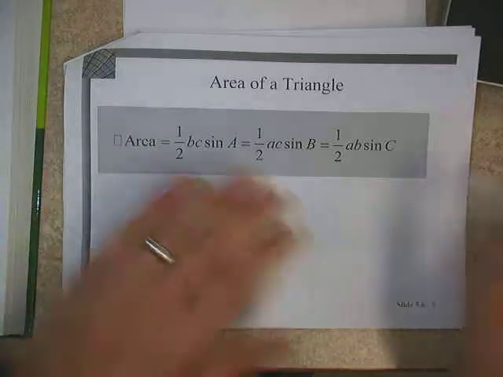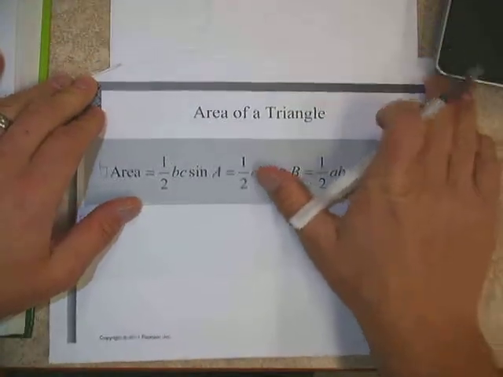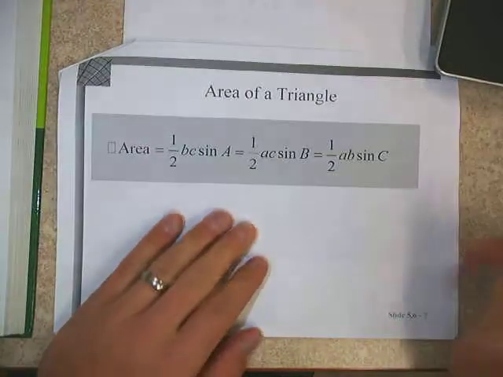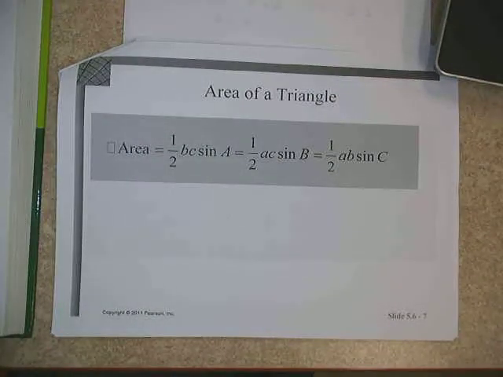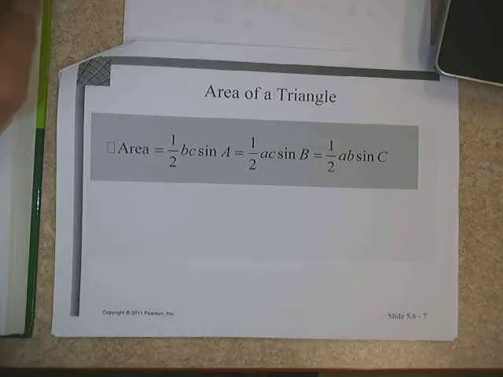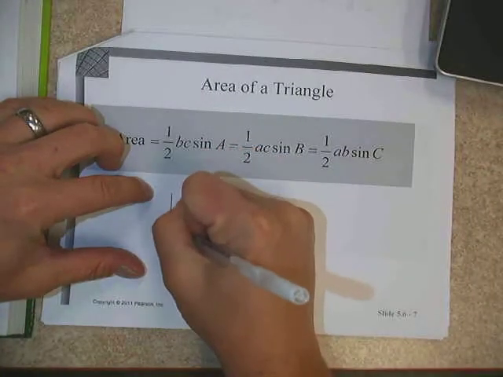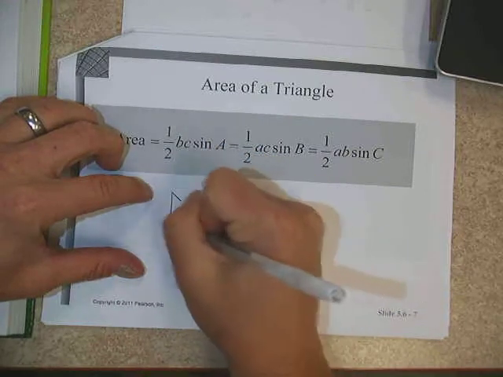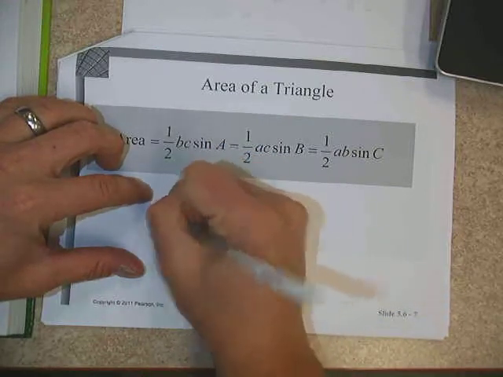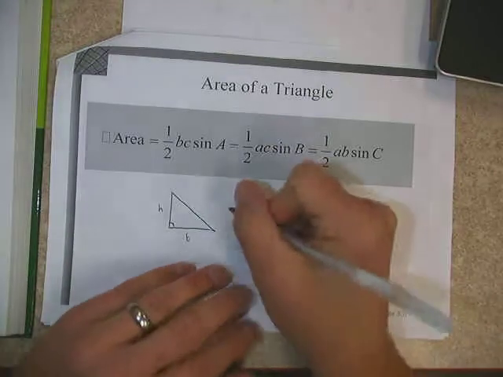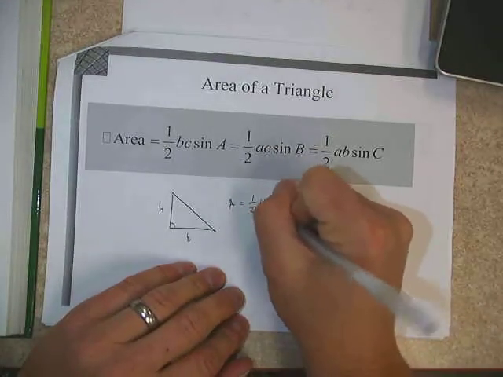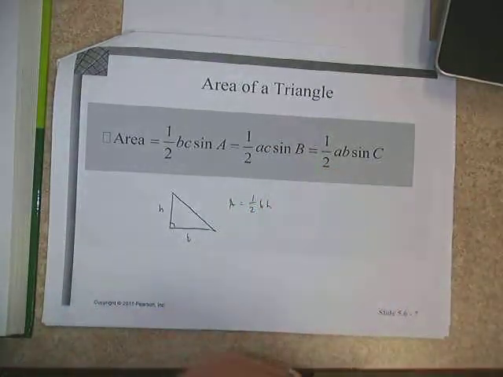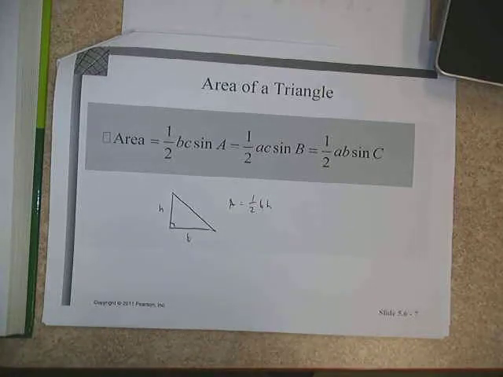All right, for the last part of 5-6, we're going to find the area of a triangle. Keep in mind that we already know how to find the area of some triangles, particularly right triangles. As we discussed yesterday, if we have a right triangle with a base and a height, the area is equal to 1/2 times the base times the height. So a convenient formula when we have a right triangle.